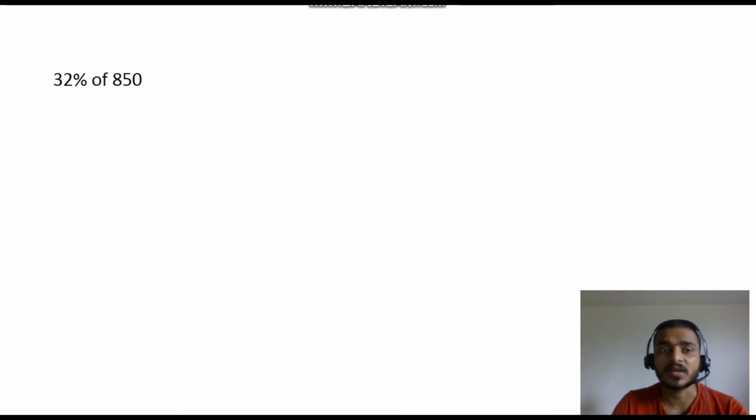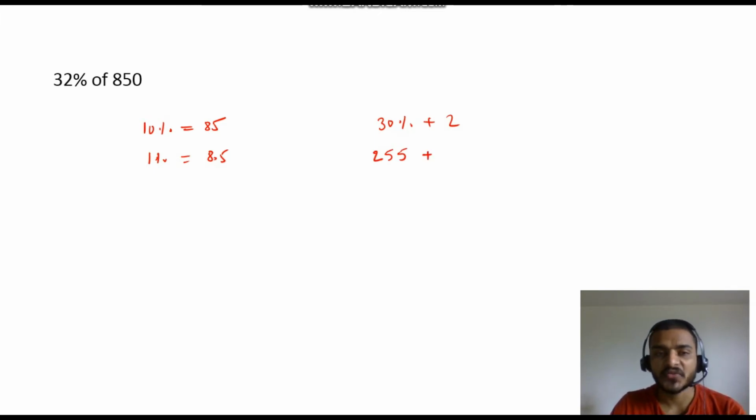So now I know 850 is the number, which means 10% of that number is equal to 85 and 1% is equal to 8.5. Now I want 32%, that is nothing but 30% plus 2%. Now if 10% is 85, then 30% would be how much? 255. 8 3s are 24 and 5 3s are 15. Yeah, 255 plus 2%. Now 1% is 8.5, so 2% will be 17. Now if you add these two, 255 plus 17, that will be 272. So see, it becomes a very simple calculation when you choose the split calculation here.